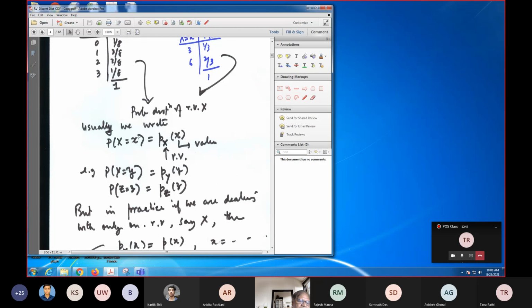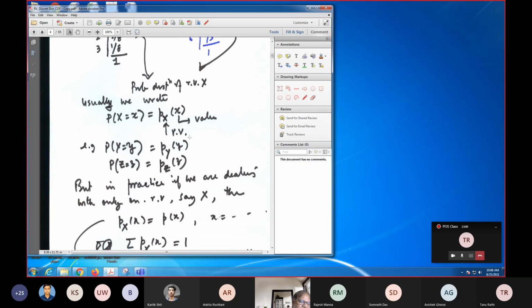So it depends upon what value you assign. The subscript, the lower subscript, denotes the random variable which you are discussing. Say I can write x takes value t. So this will be probability X(t), meaning x takes value t. t you can take 0, 1, 2, 3, whatever you want.